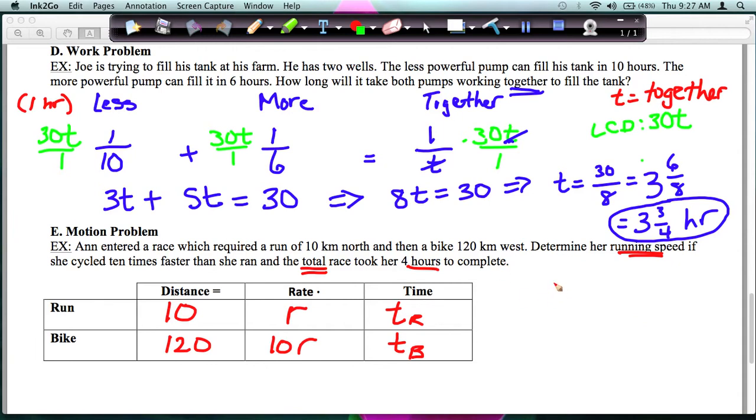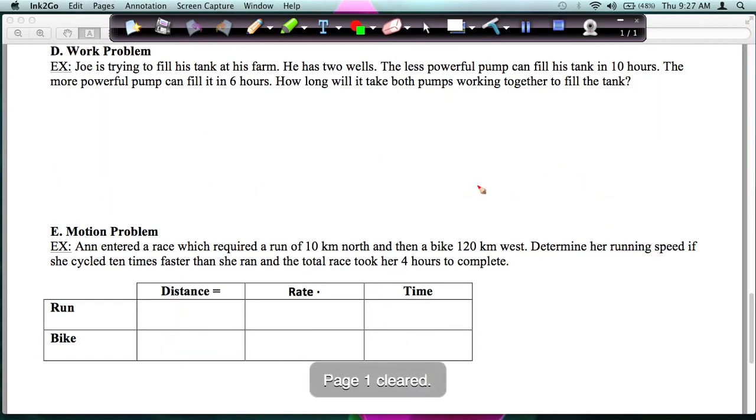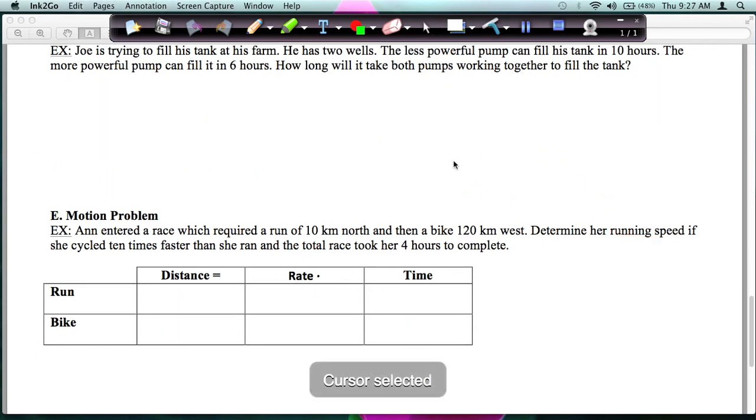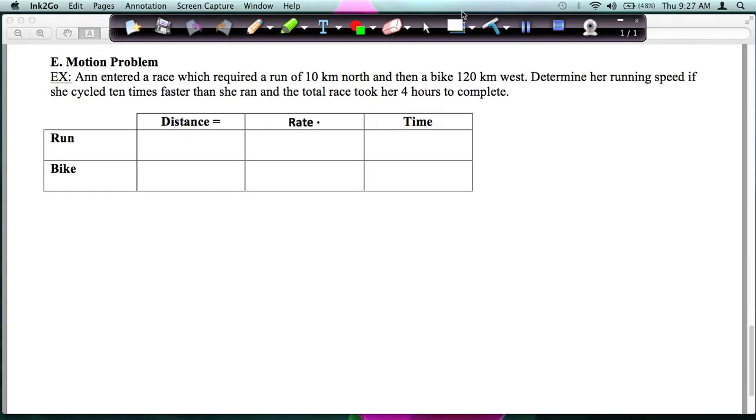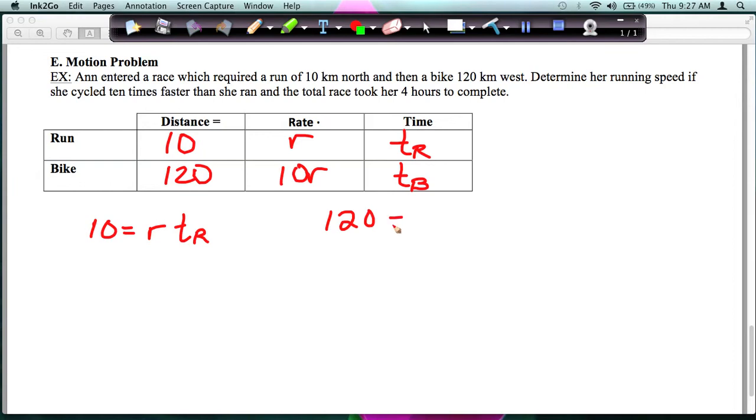So I'm going to write these two equations down. Let me just put that in real quick. Okay, so we're going to write these two equations that we just said. So I have distance equals rate times time, and over here I have distance equals rate times time.